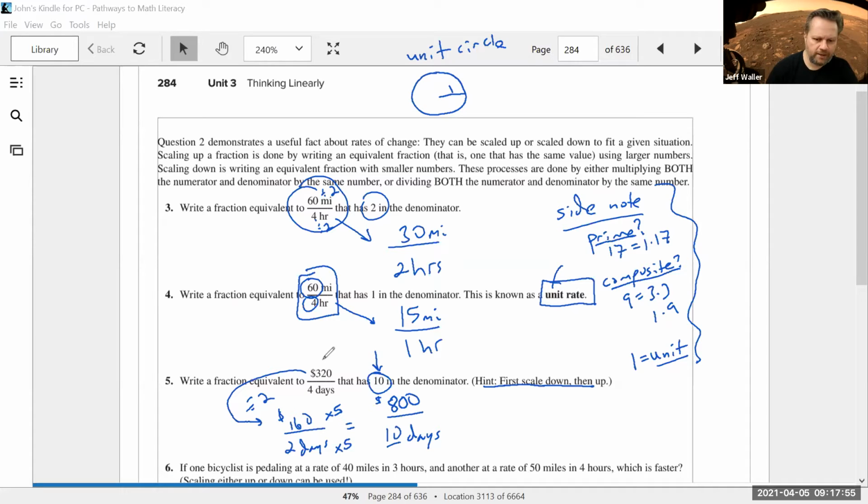You could also divide this by 4 and make it per 1, right? If I have a 4, that's 80 per 1. And then if I multiply by 10, I still get 800 per 10. All right. Let me stop for a minute.